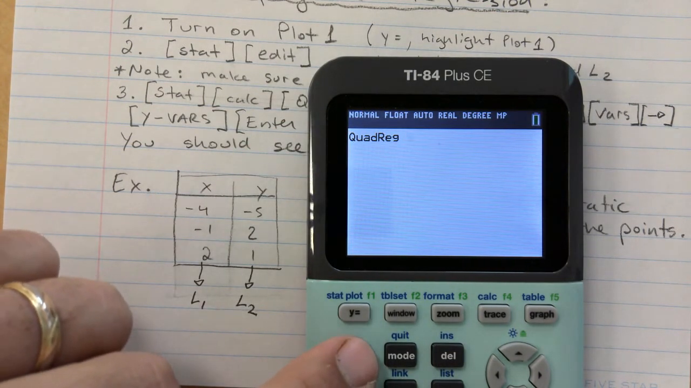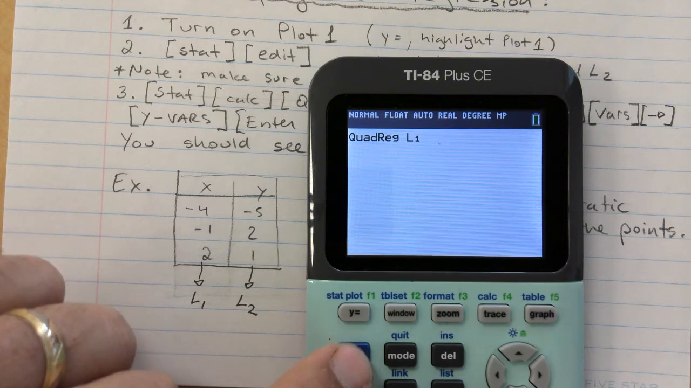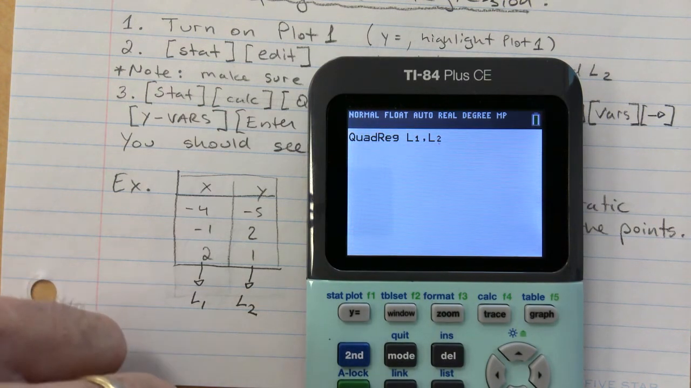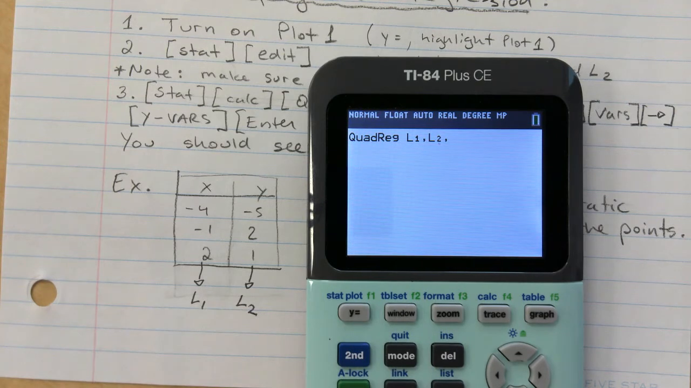Then you're going to go second 1, it calls L1. And if you look above 1, there is an L1 there. Okay, comma, second 2, or L2. So now you've told quadratic regression this is where the values are. Go and get them from there. You've given it the location. And comma, one more time.